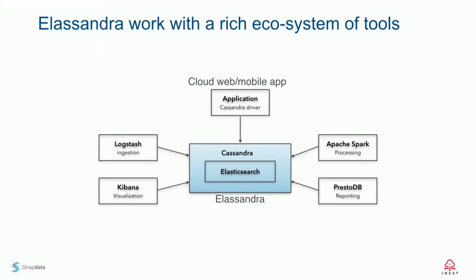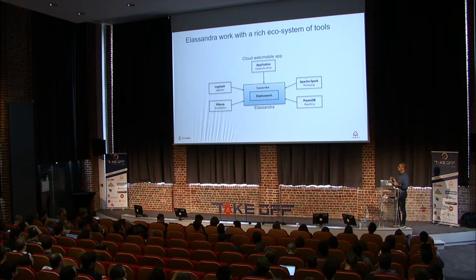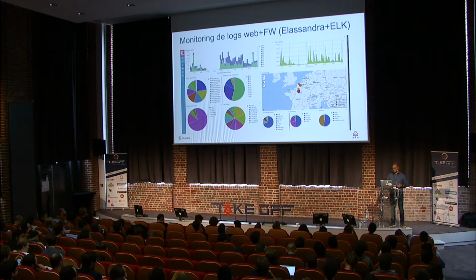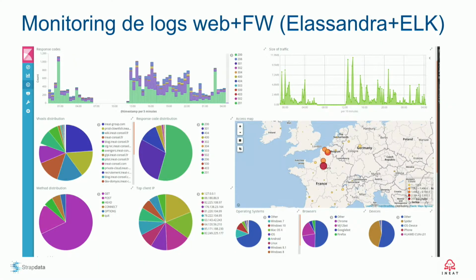Well, with Cassandra, you can also mix various tools coming from the Elasticsearch stack and tools working with Cassandra. So you will be able to use Logstash to ingest data in your Cassandra cluster and Kibana to visualize those data. You will be able to use Apache Spark to compute the data, or use Presto DB. Presto DB is a distributed SQL engine developed by Facebook. It can execute distributed SQL queries on various sources of data, including MongoDB, MySQL, Hadoop, and of course, Cassandra. So for example, here is a dashboard with firewall and proxy logs collected in Cassandra, and this has been running for one year now. It does the job.